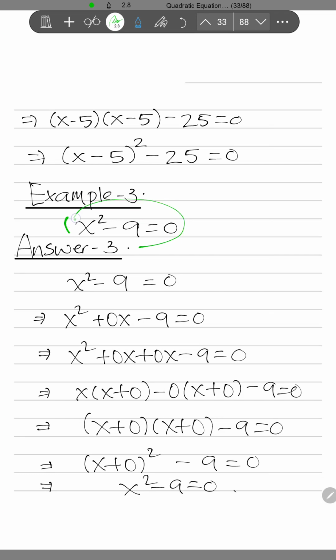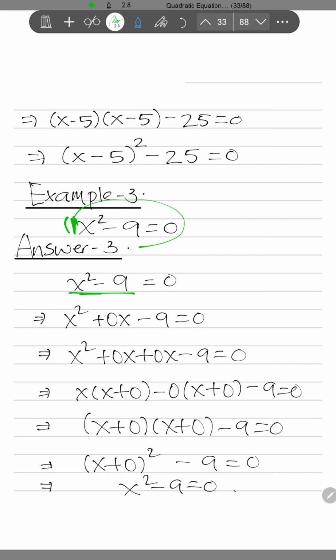Next one, x squared minus 9. Again, is the leading coefficient 1? That is true. Leading coefficient is 1. The other one, difference of two squares, if you remember, we can use here. We have two techniques. One is a difference of two squares. Another one, the completing square. Let's do it with completing square first.